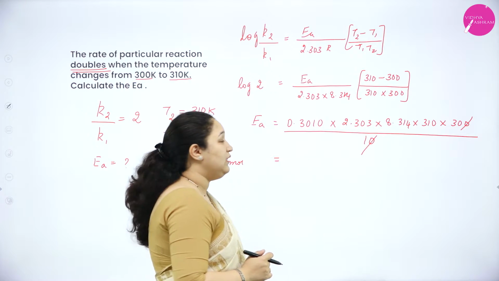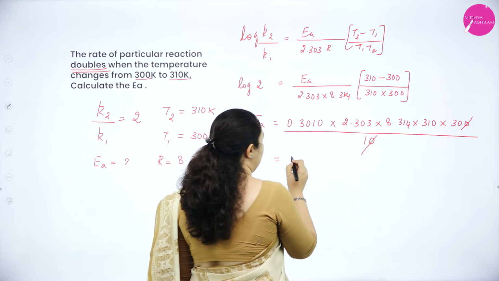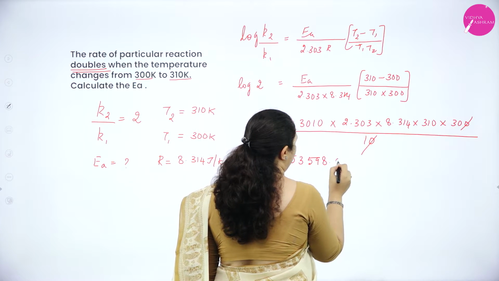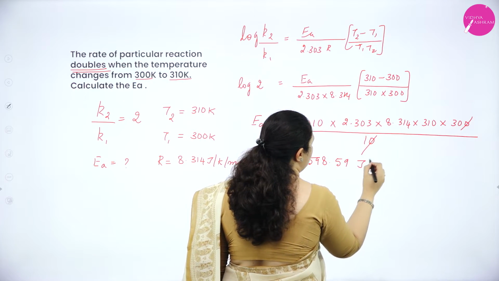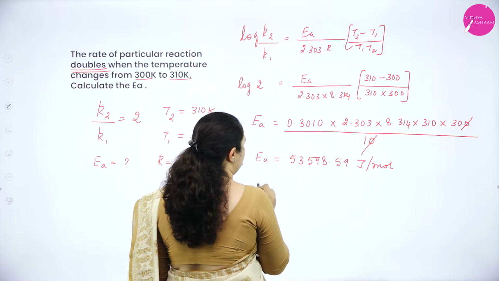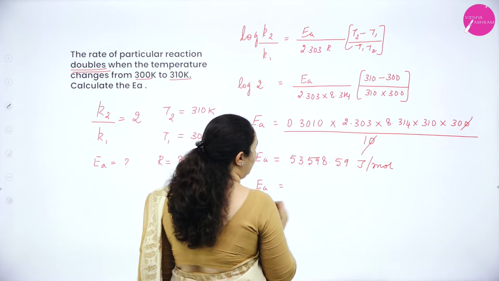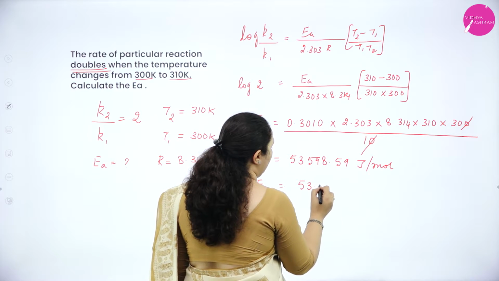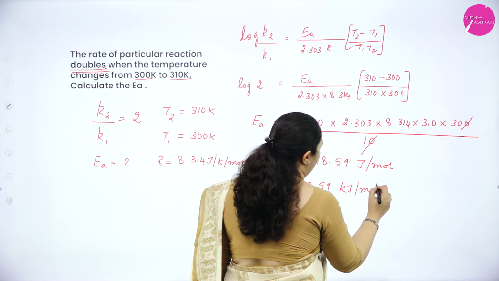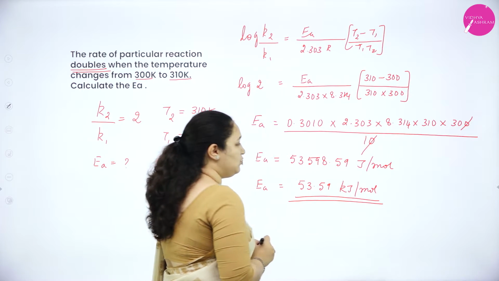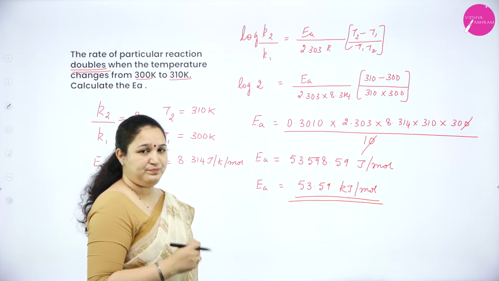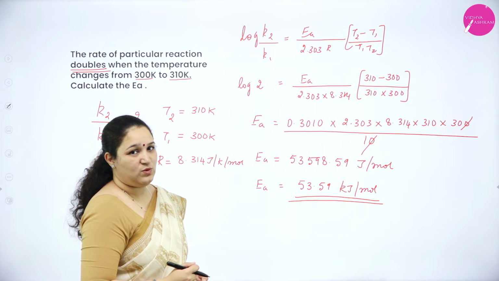So what is the answer which we are going to get here? The answer which you will get when you solve this is 53598.59 joules per mole. This is the activation energy. So if you want to write it in kilojoules, it will be 53.59 kilojoules per mole. So this is the answer which you have to get. Okay, so let's see the next question.